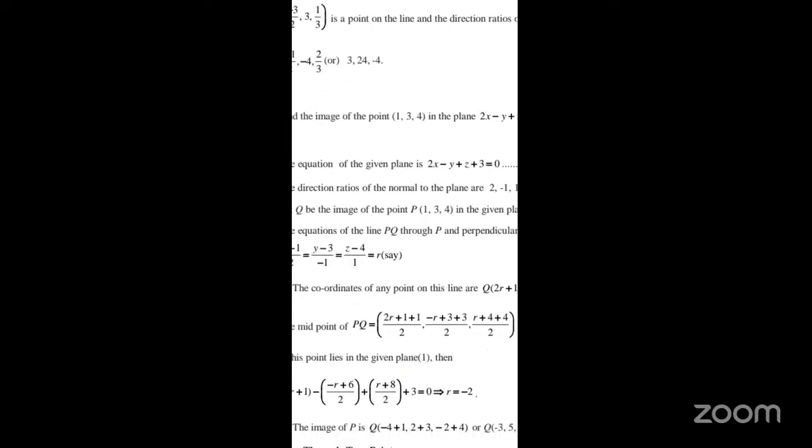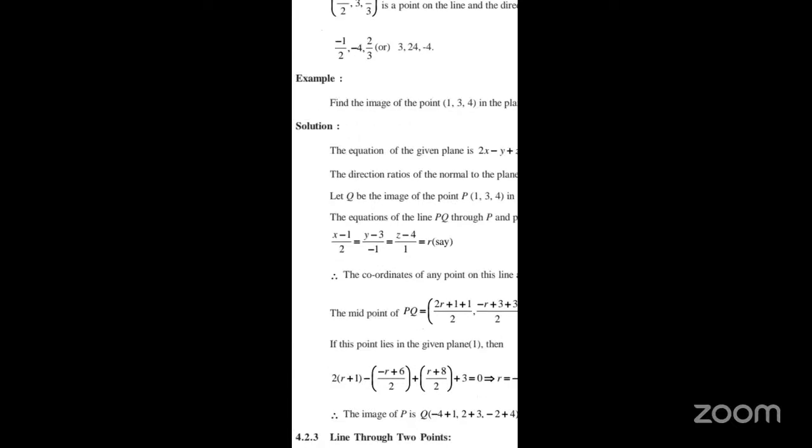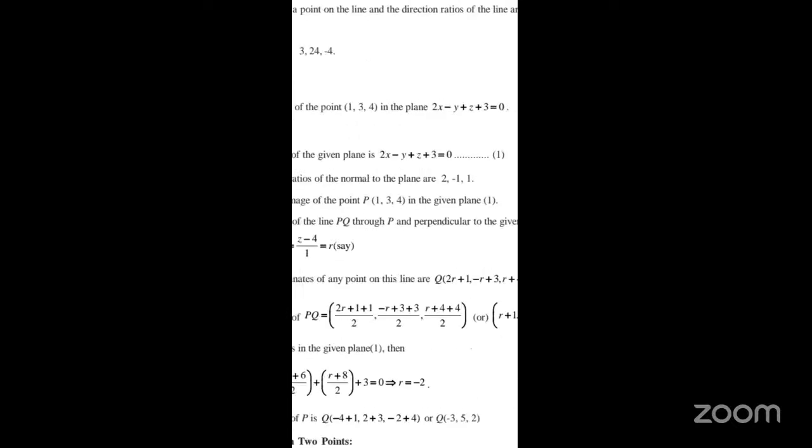That is the problem. So given the plane is 2x minus y plus z plus 3 equal to 0. The normals of the plane are 2, minus 1, 1, and the given point is 1, 3, 4.